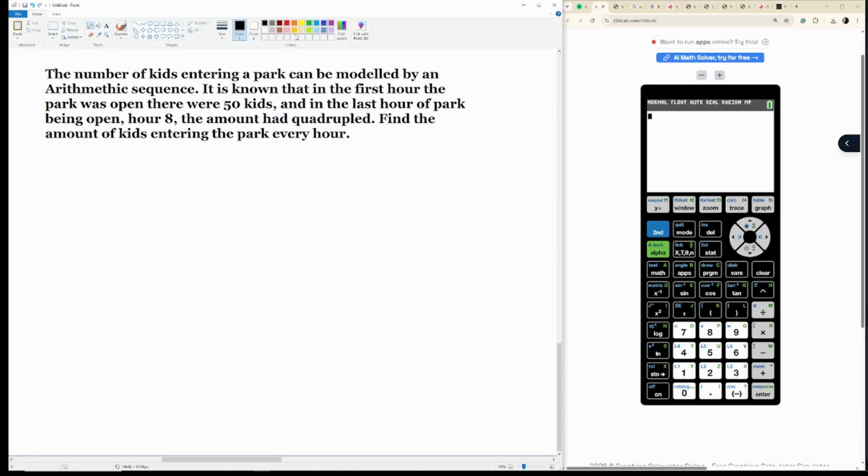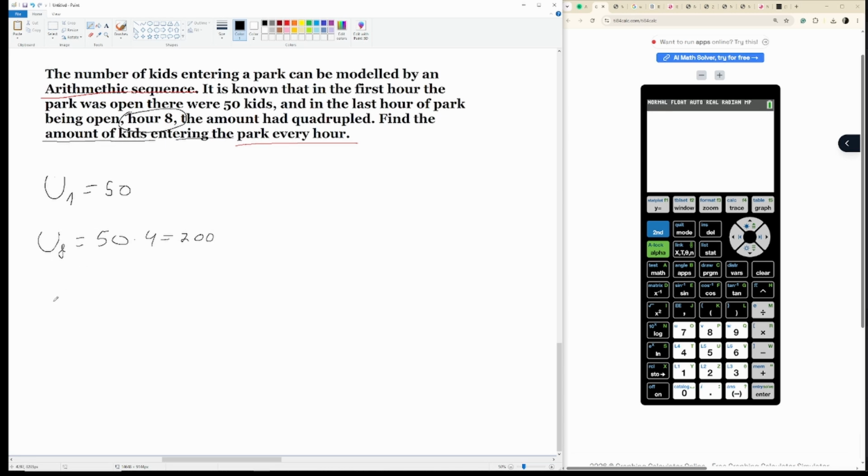So we know that the amount of kids entering every hour is constant because it's an arithmetic sequence. So what we can get from this text is that U1 is obviously 50. And it said that in the last hour, hour 8, the amount had quadrupled. Therefore, we can put that U8 equals 50 times 4, equals 200.